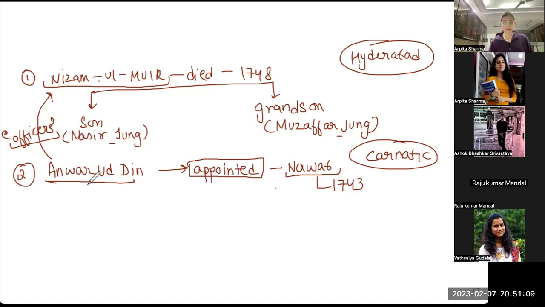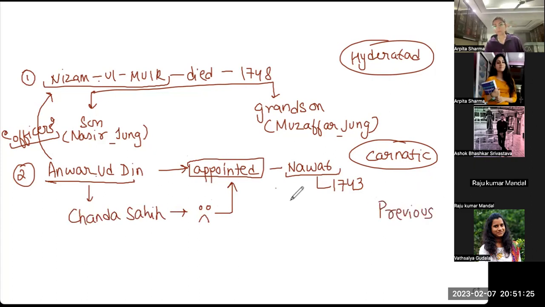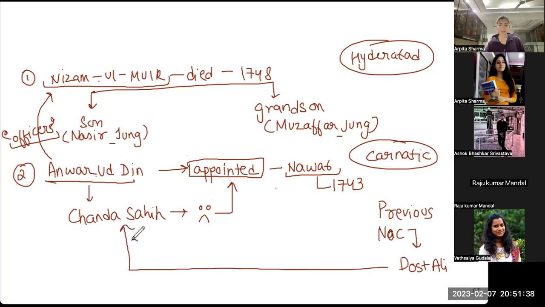Right? Who was not happy? Chanda Sahib was not happy. Chanda Sahib was not happy with this appointment. Okay? Previous Nawab of Carnatic region was Dost Ali. Previous Nawab before Anwaruddin, previous Nawab of Carnatic was Dost Ali. When Dost Ali died, Nizam ul Mulk appointed Anwaruddin. But Chanda Sahib was the son-in-law. He was the son-in-law of Dost Ali.